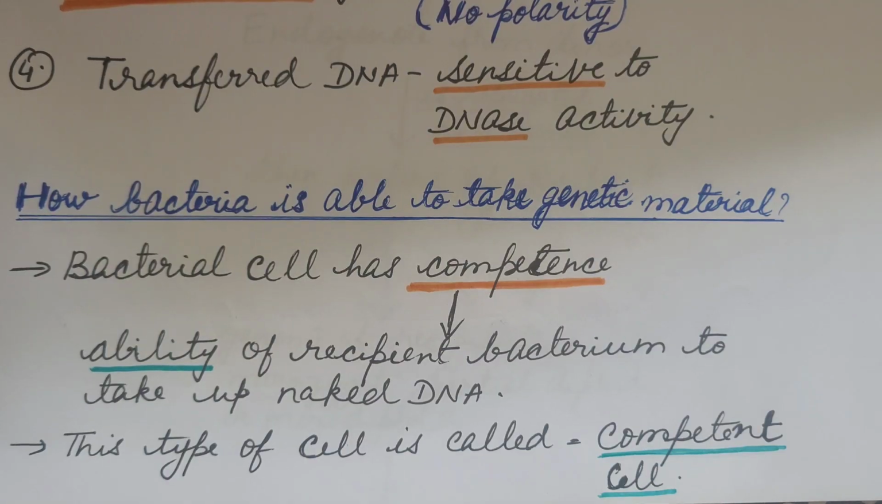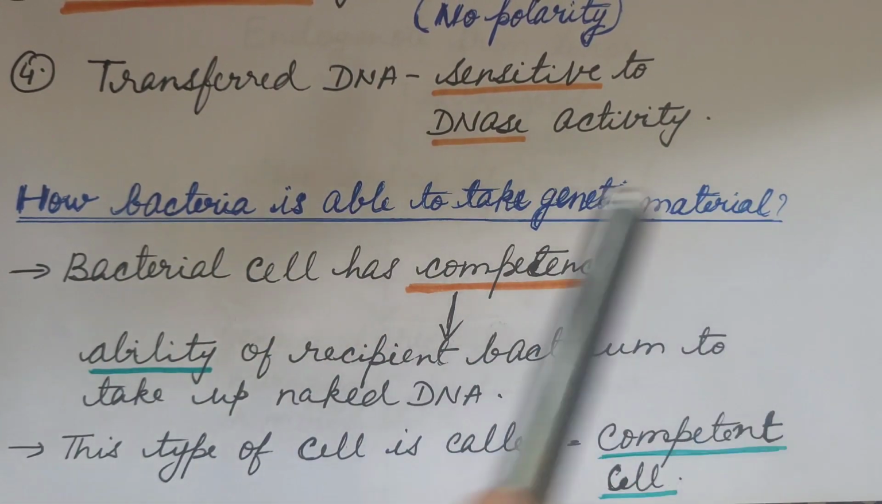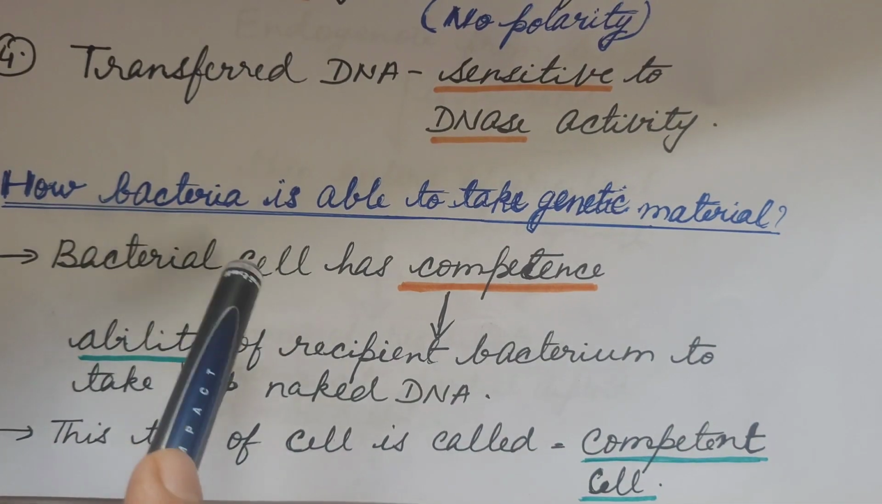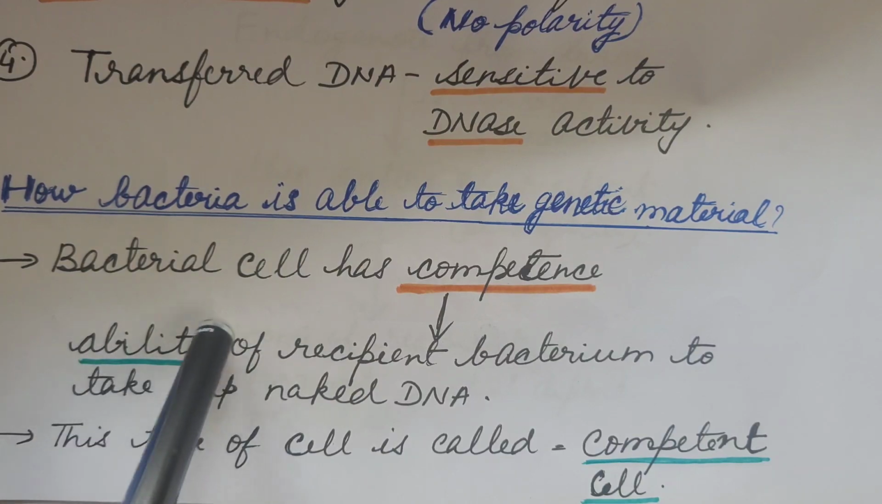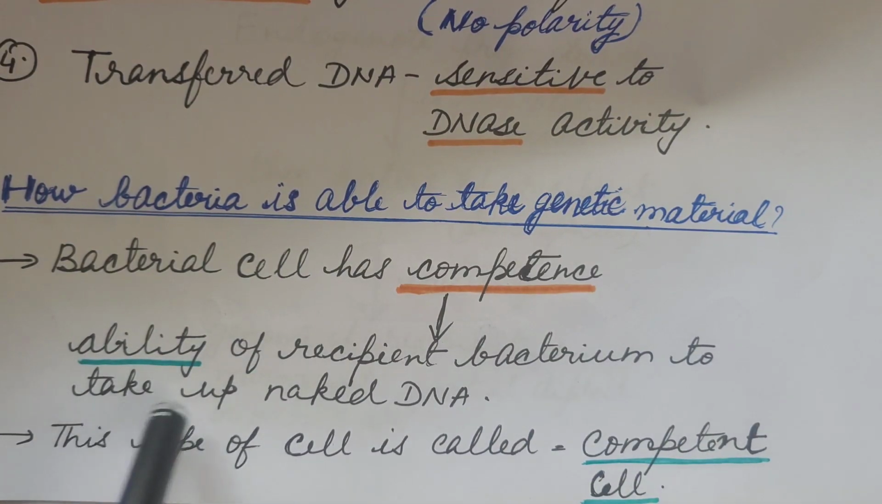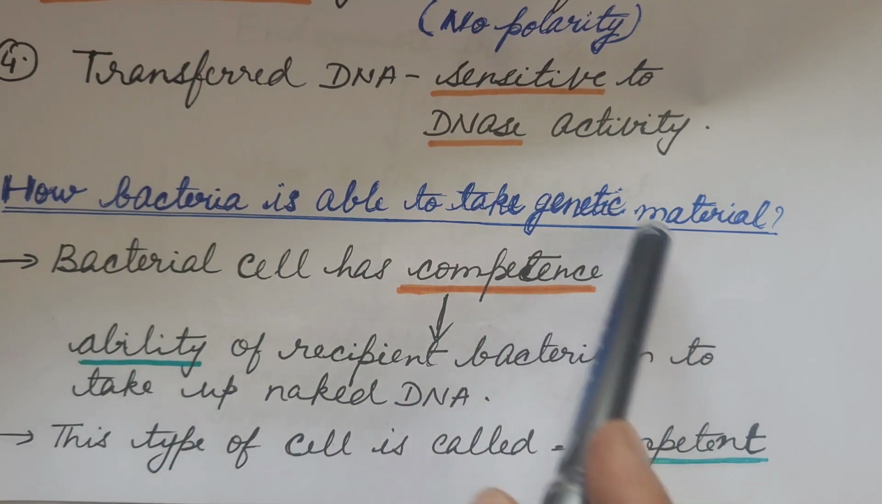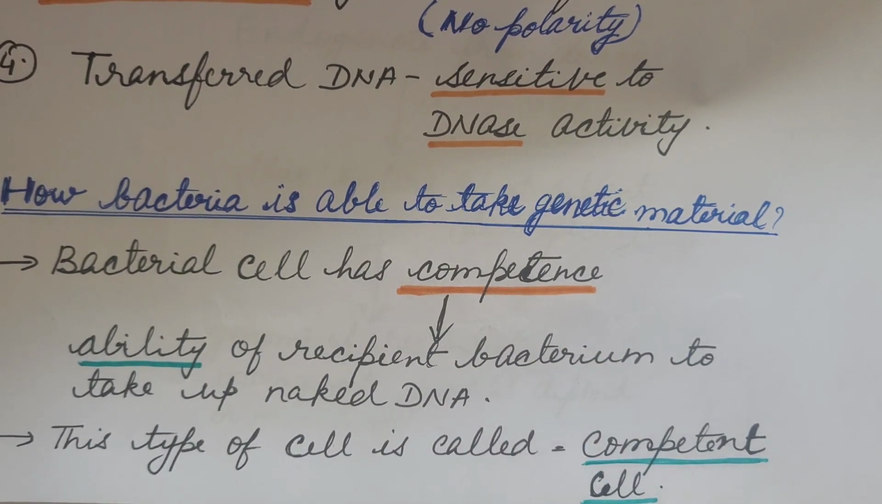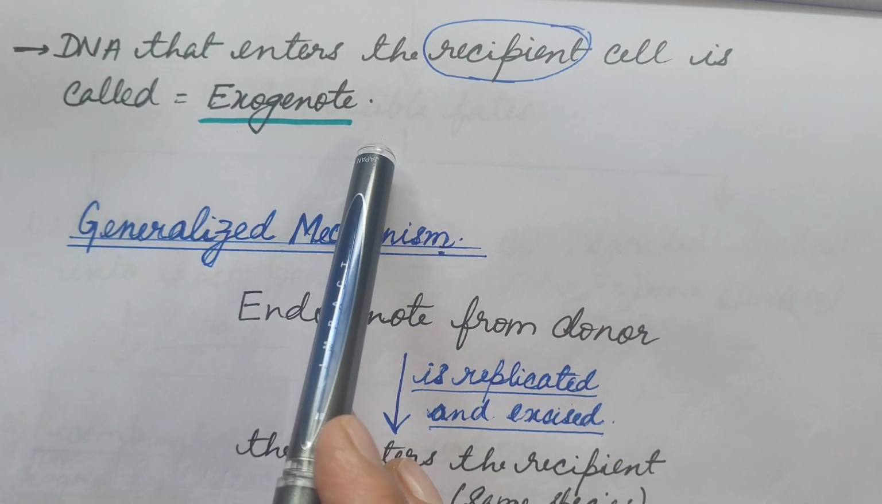DNase is an enzyme which degrades naked DNA. So what we have seen, genetic material is transferred from donor to recipient. How? The recipient bacteria is able to take the genetic material. It is due to the competence of the cell. What is competence? It is ability of recipient bacterium to take up the naked DNA. And the cell which shows competence is known as competent cell. DNA that enters the recipient cell is called exogenote.